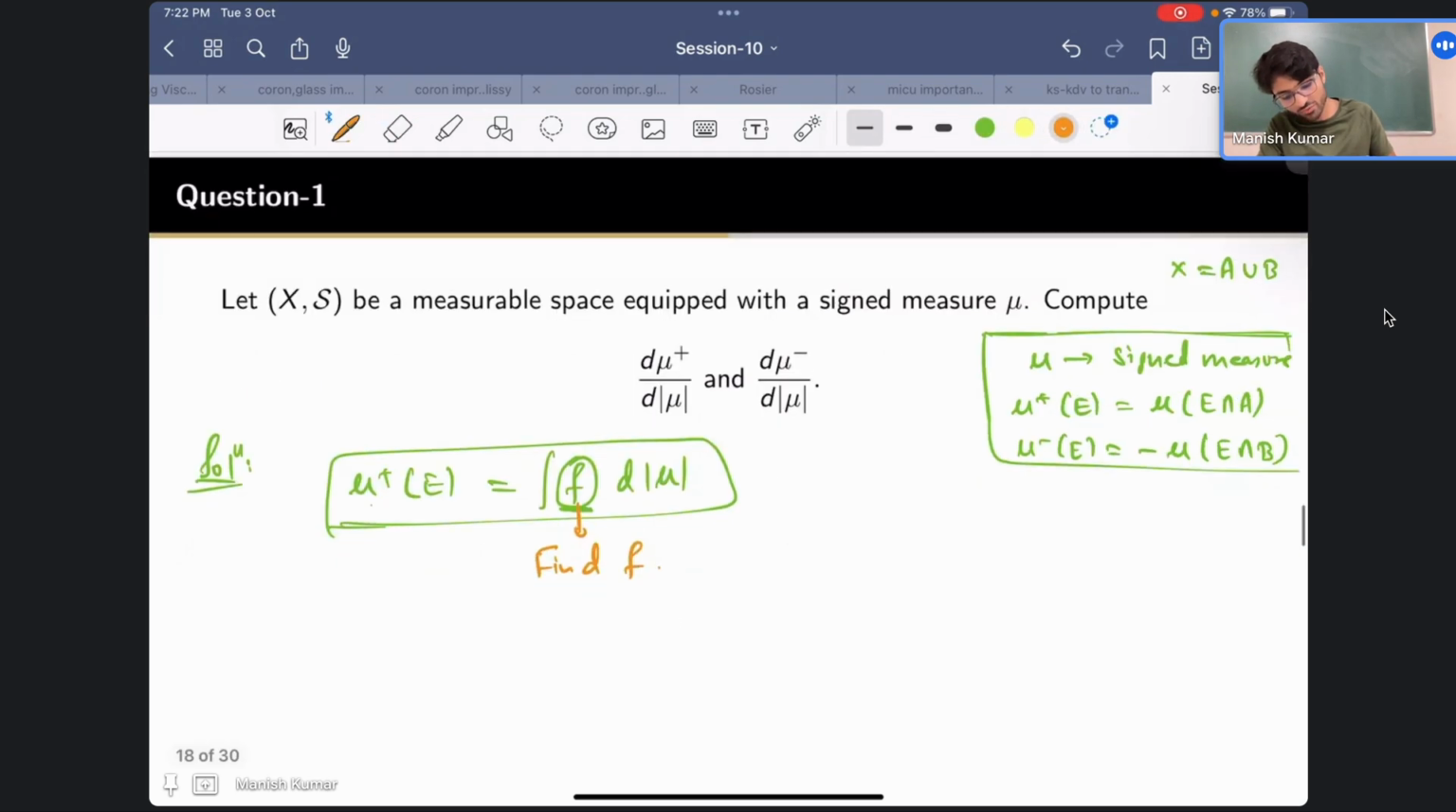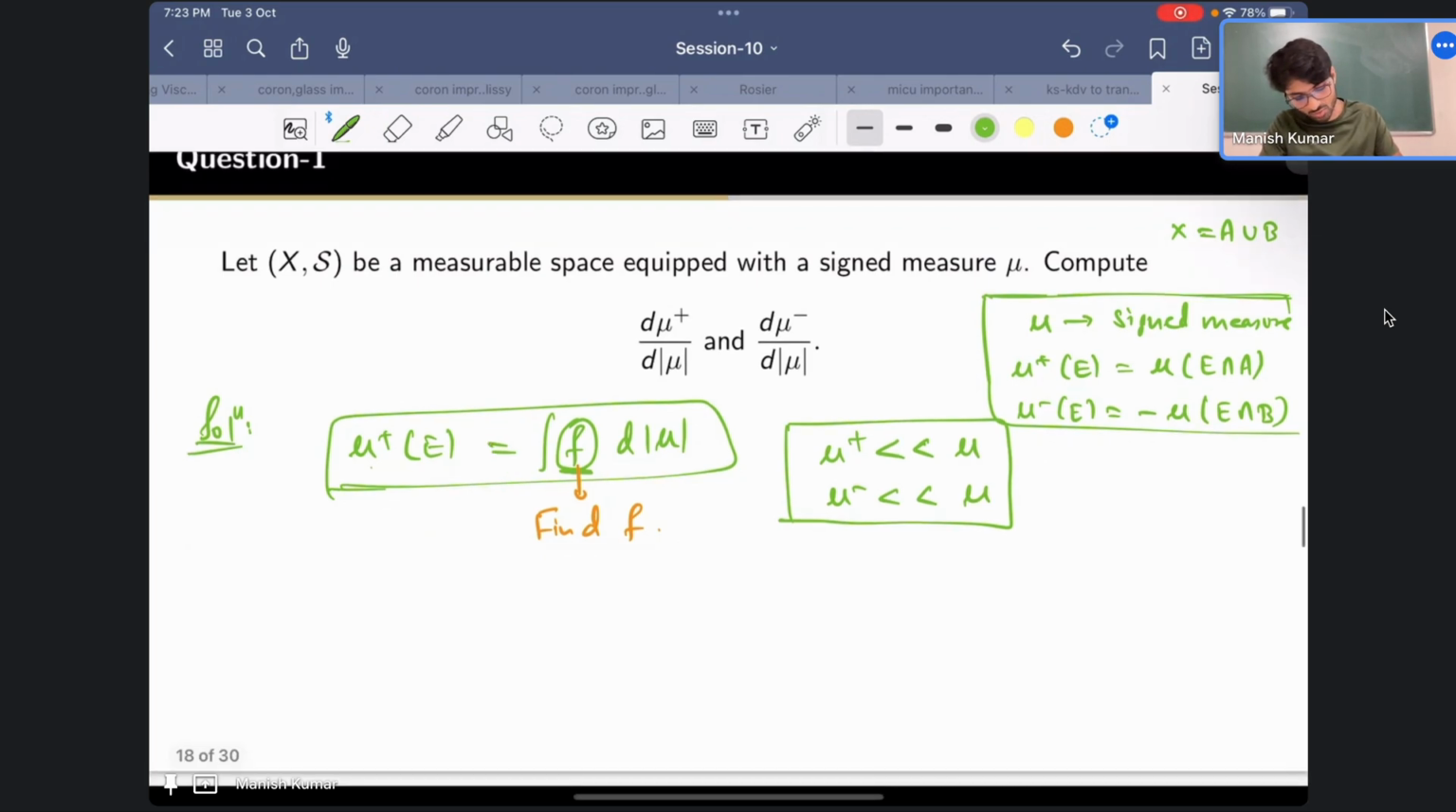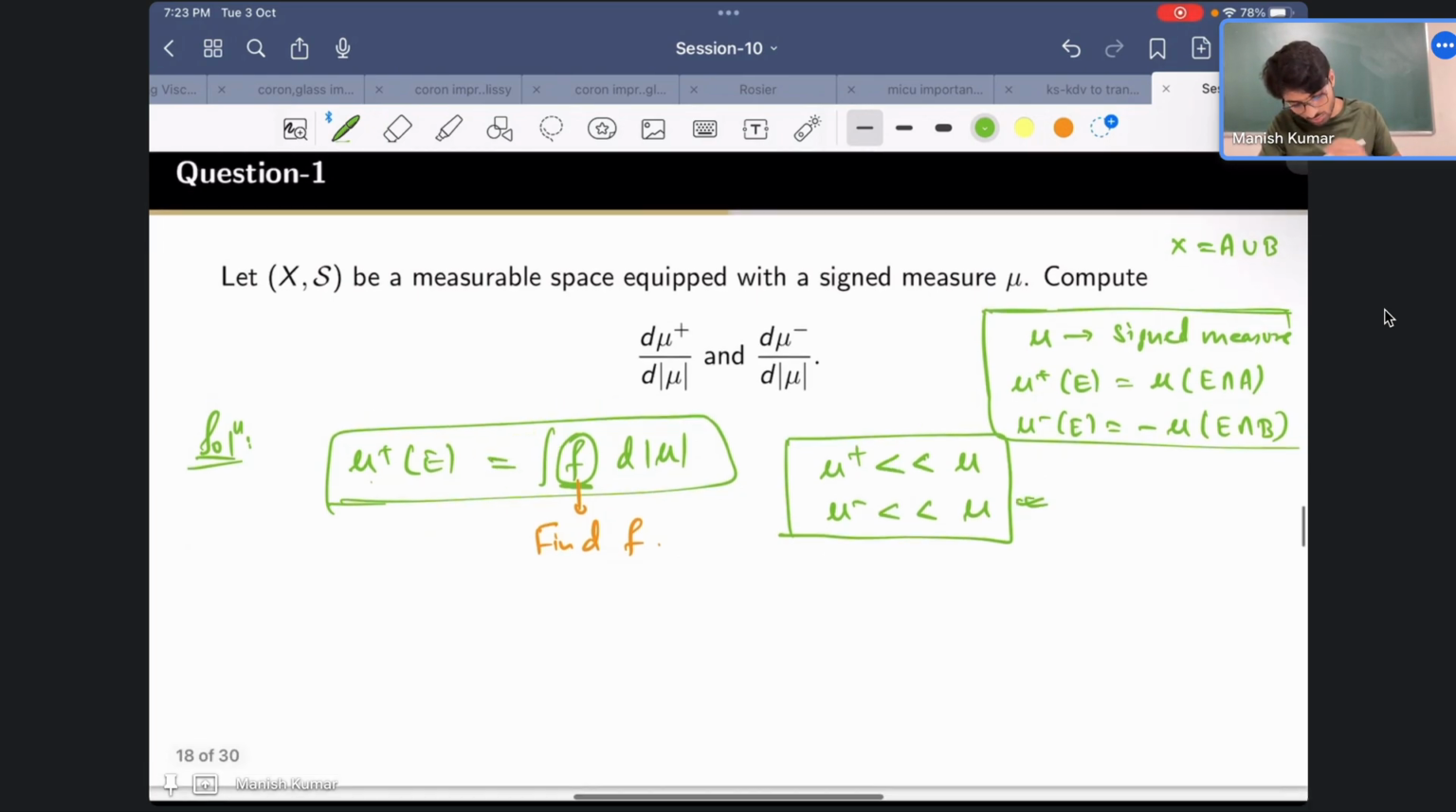Okay, so our goal is to find this function f. Just one more thing before going to this: you can check here that mu plus is absolutely continuous with respect to mu, and mu minus is absolutely continuous with respect to mu. I think I mentioned this in the last session, and it is trivial to check. There's nothing special here. So now it is sensible to talk of this quantity. That's all I'm trying to say.